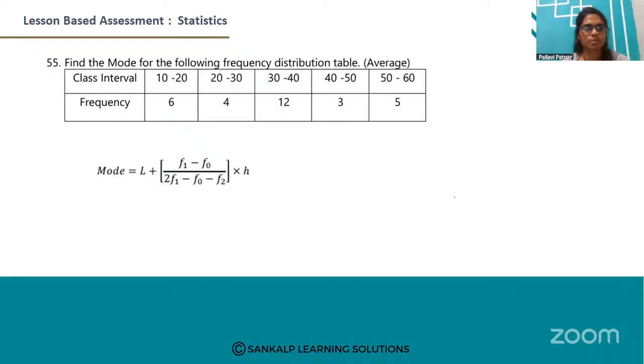Look at question number 55. Find the mode for the following frequency distribution table. So first we identify the modal class and required variables. Here the modal class is the class with the highest frequency. Okay, so which is 30 to 40.